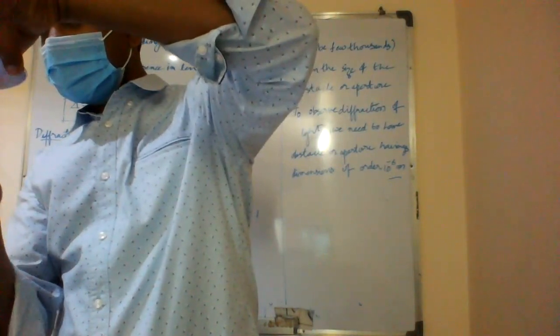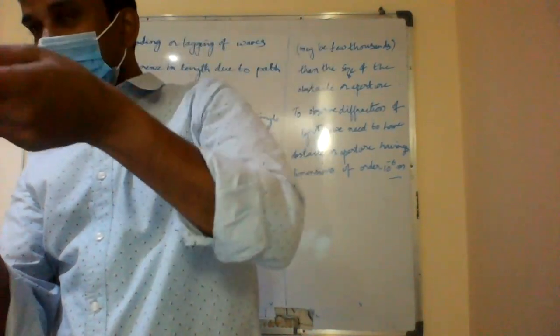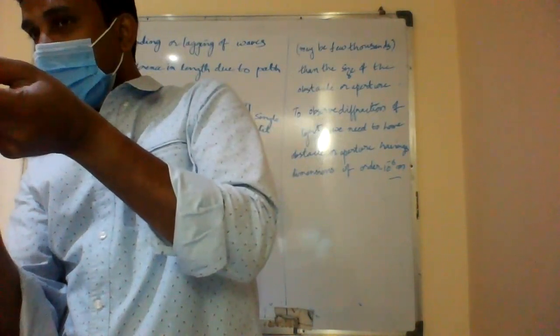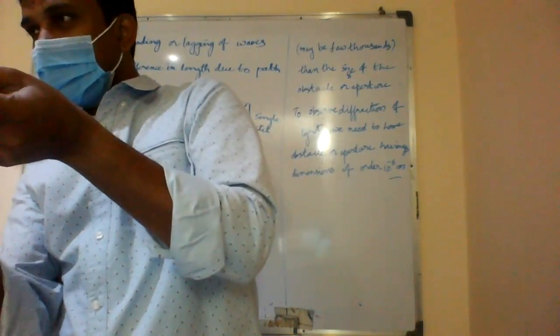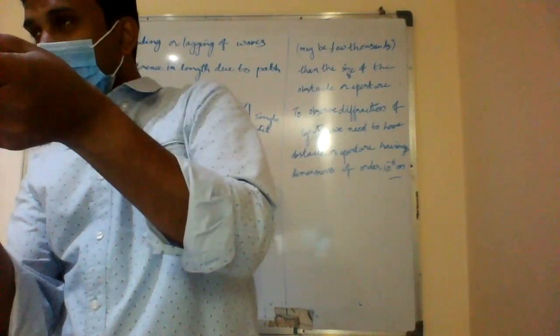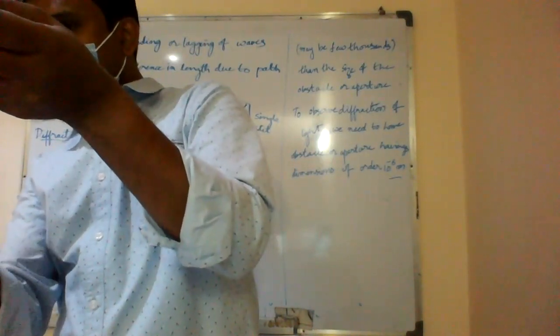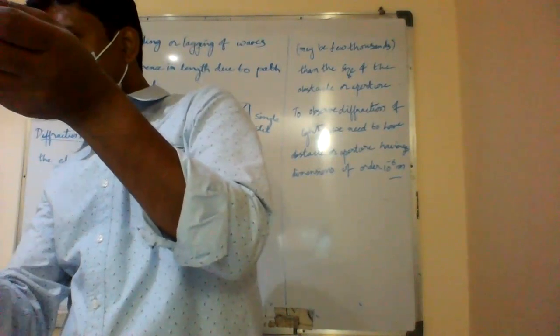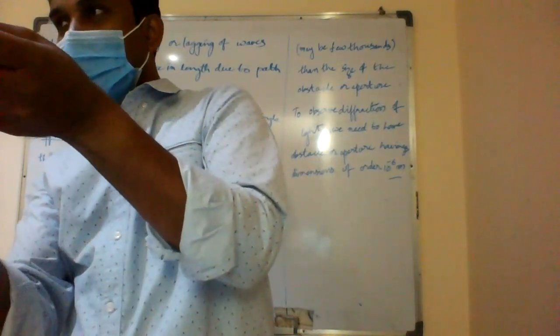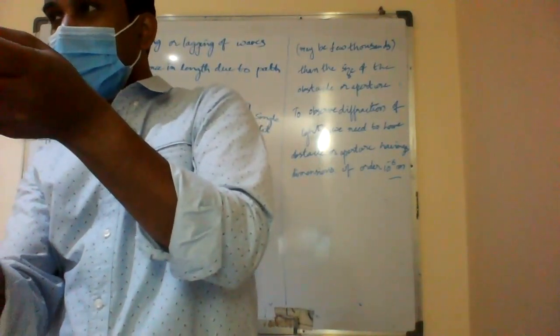So if I want to read from the center, how do I read? It starts reading like this. Once it is done with the first groove, it goes to the second groove, like a spiral, second spiral. It comes out like this, then again goes in. So it's very similar to the grooves on a gramophone record.